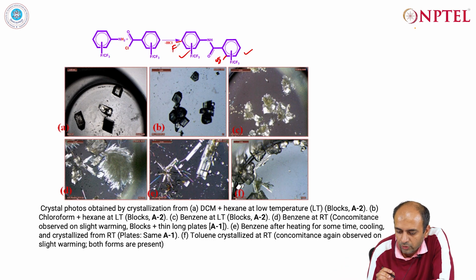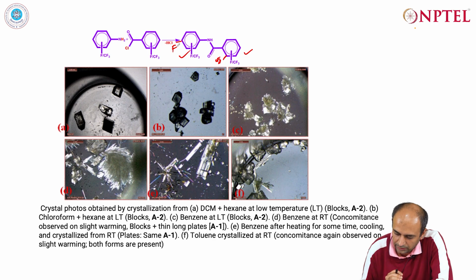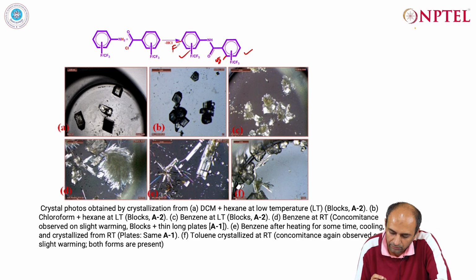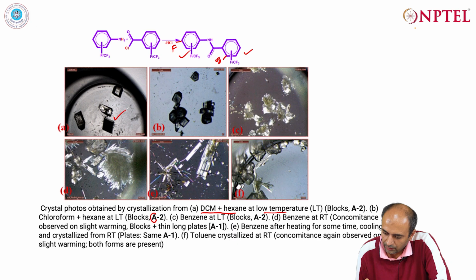Now what is important to realize is that polymorphism is a very important, very subtle phenomenon, which is governed by formation of different crystalline forms which are very sensitive to the crystallization conditions. For example, when we have taken this particular compound, the code is given as A. When it is crystallized from DCM and hexane at low temperature, you can see it crystallizes in the form of blocks. So we call this blocks, and we refer to this form as A2 form.